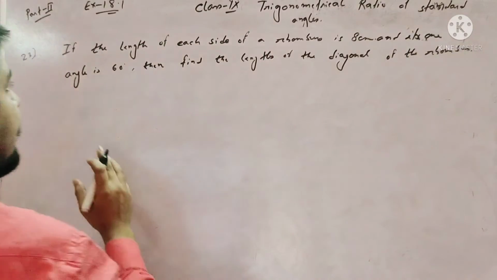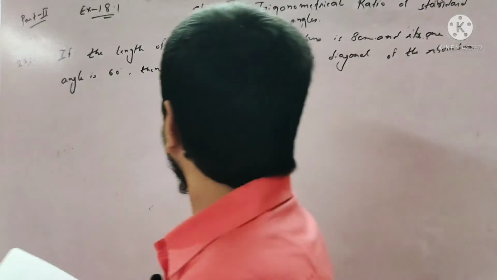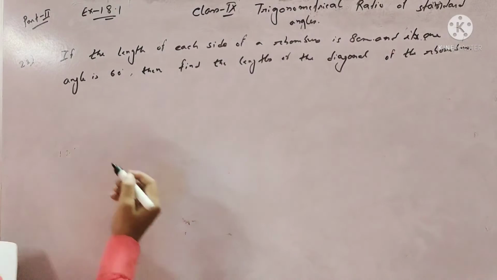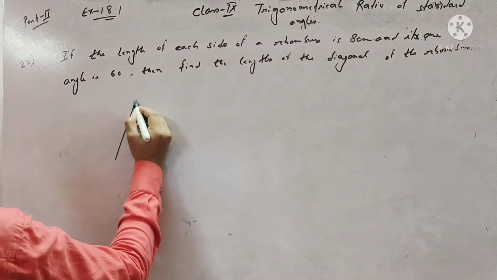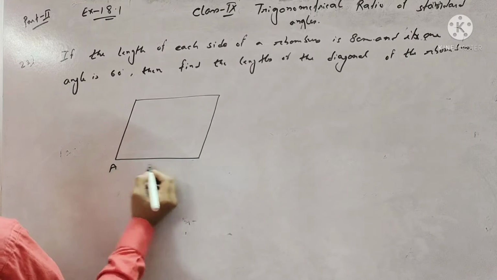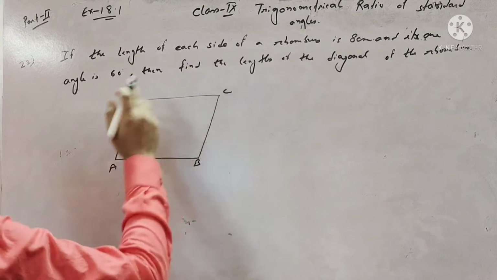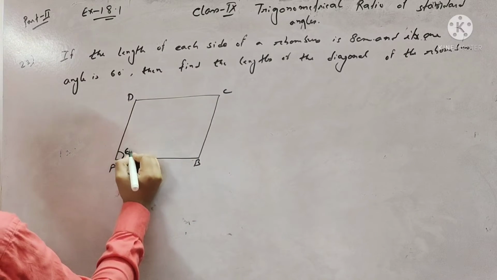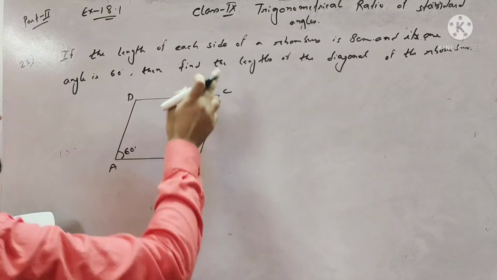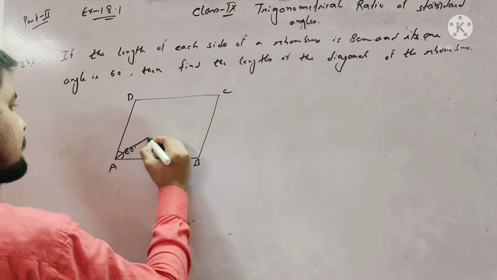If the length of each side of a rhombus is given as 8 centimeter, first of all we draw a rhombus. This is rhombus ABCD, and its one angle is 60 degree. Now what is the question? Find the length of the diagonals of the rhombus. First of all, you draw the diagonals.